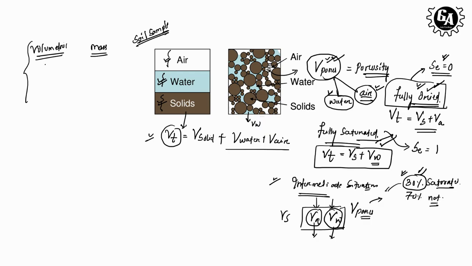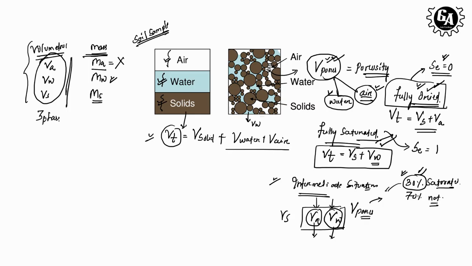So in the volumetric case, the volume of air is there, the volume of water is there, and the volume of solid is there. But in the case of mass, the mass of air is nothing because air is massless, then there is the mass of water, water has some mass, and the mass of solid. So if we are just considering a soil sample where air, water and soil solid, three phases, are present.